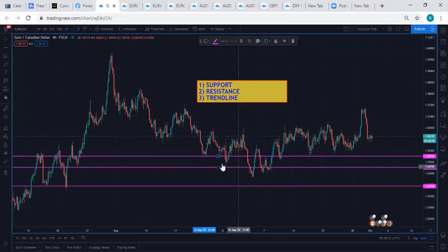So this is where we say history always repeats itself. It was a support here. It was a support here. It was a support here. It was a support here. So this is history repeating itself over and over again in the Forex market. Then this is another support. This is yet another support here.